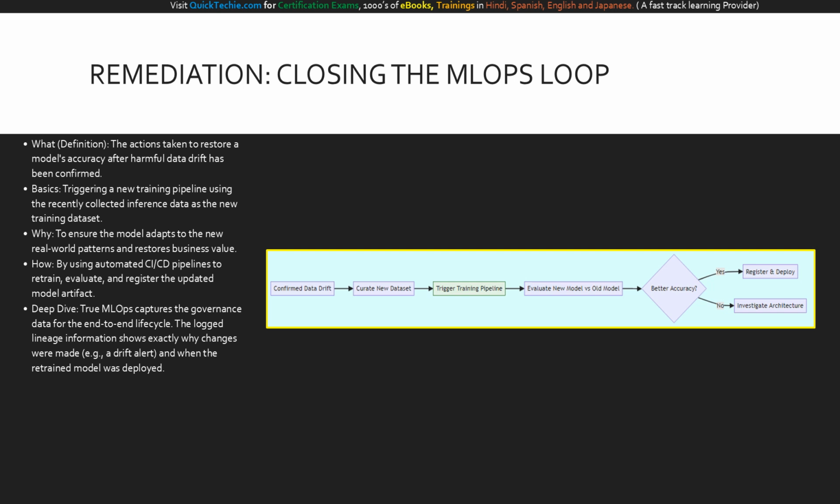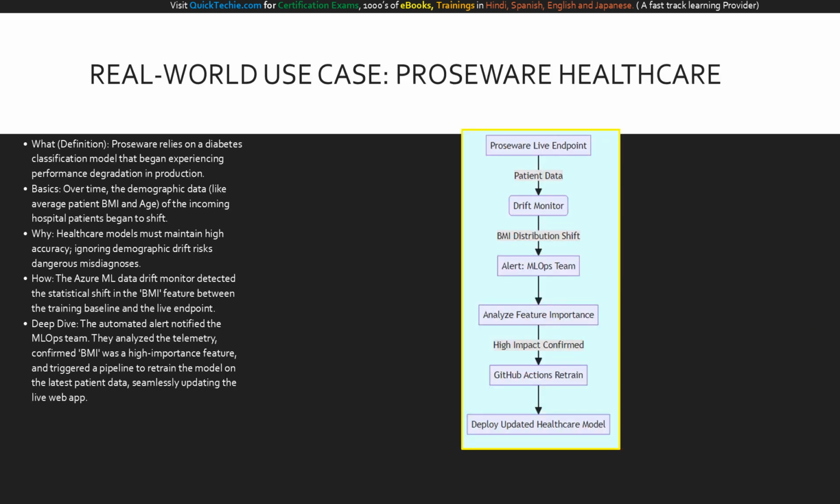If no, simply adding new data didn't work, and the team must route down to investigate architecture to rethink the algorithm entirely. Let's apply everything to a real-world scenario. We discussed Prosware, a healthcare startup with a deployed diabetes classification model.